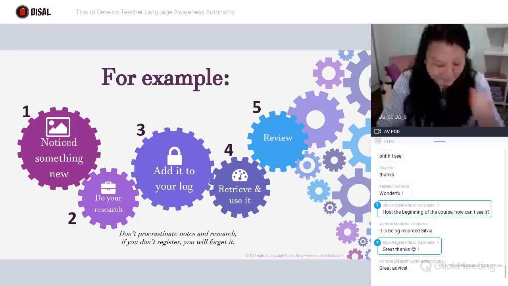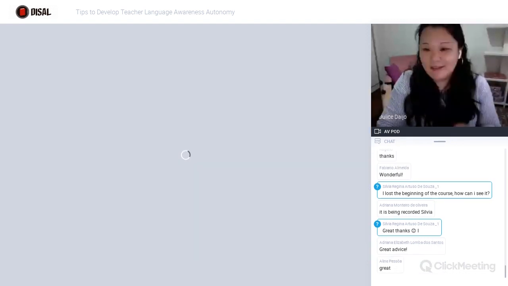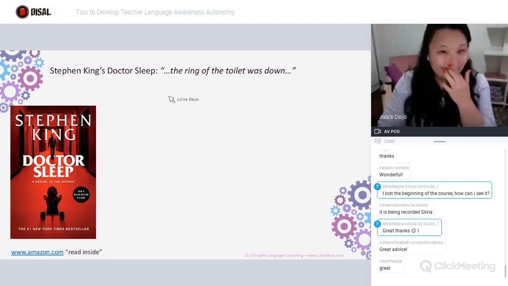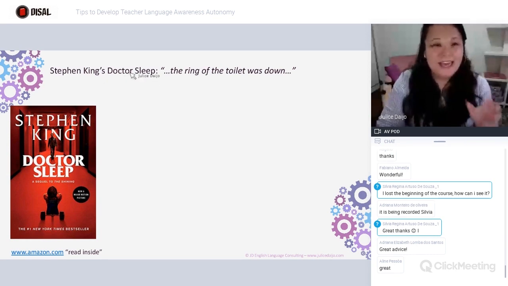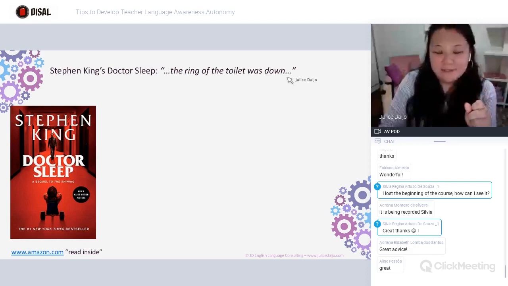I was a bit tired. I was looking for books to read over my break. I'm going to take a break next month. And as a fan of Stephen King, I wanted to read Dr. Sleep. So I went to Amazon and clicked on reading side, and there's a sample there, and I started reading. It's super nice, by the way, if you like suspense and supernatural. And then I came across this sentence: the ring of the toilet was down.